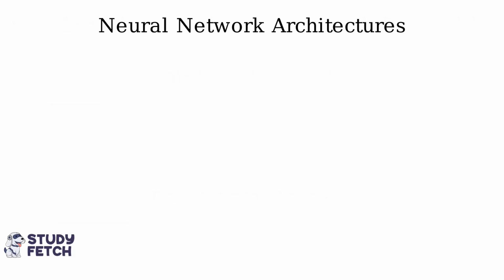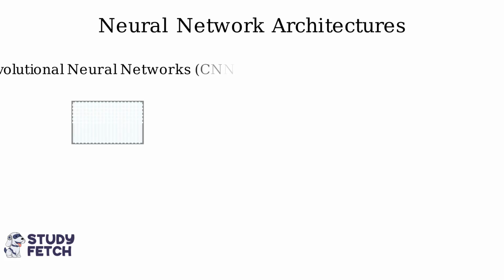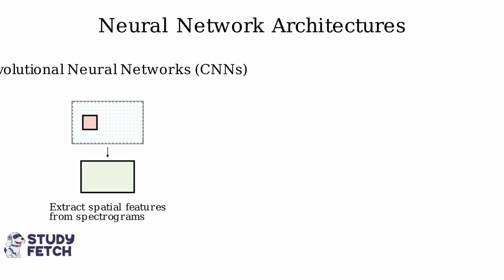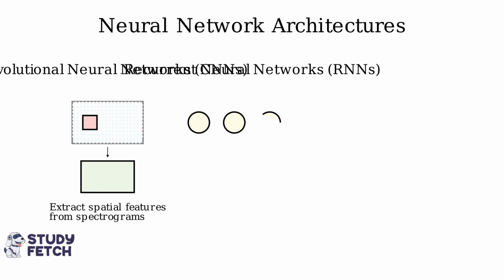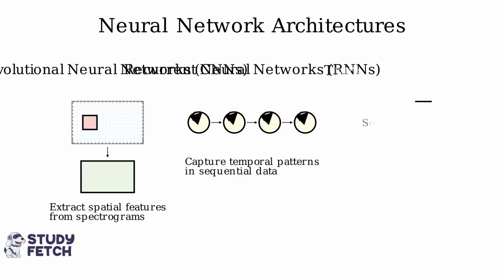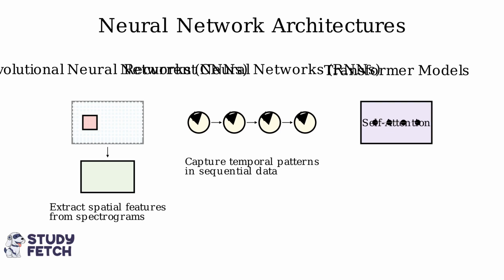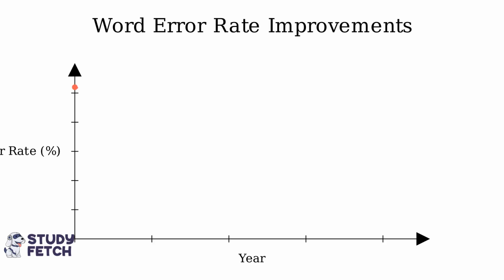Three main types of neural network architectures have been crucial for speech recognition. Convolutional neural networks, or CNNs, extract spatial features from audio spectrograms, similar to how they process images. Recurrent neural networks, or RNNs, process speech data sequentially, capturing temporal patterns in the audio. Transformer models use attention mechanisms to process all parts of a speech signal simultaneously, allowing them to capture long-range dependencies more effectively. The impact of deep learning on speech recognition has been dramatic, with word error rates dropping from over 20% to under 5% in many applications.